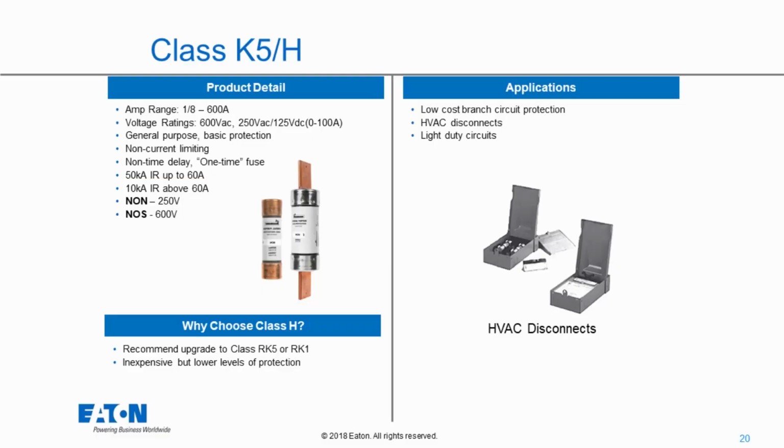So in this particular case, it's a non-current limiting fuse. It's a non-time delay fuse, and it's limited by how much fault current it can interrupt. So up to 60 amps, this thing can interrupt 50,000 amps. Above 60 amps, we're at 10,000 amps.